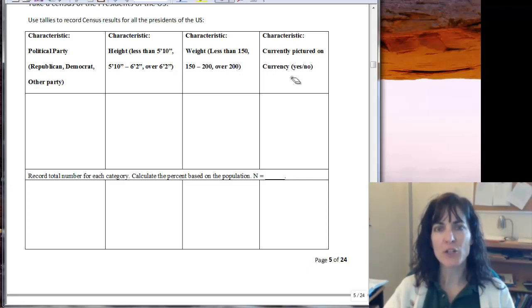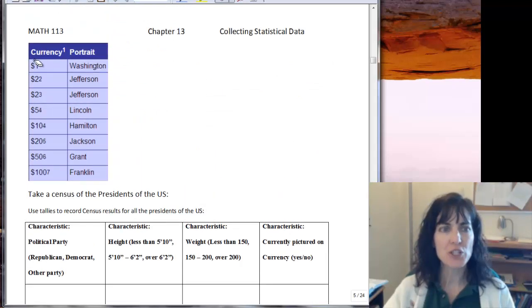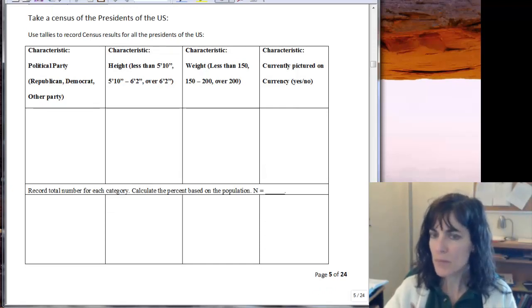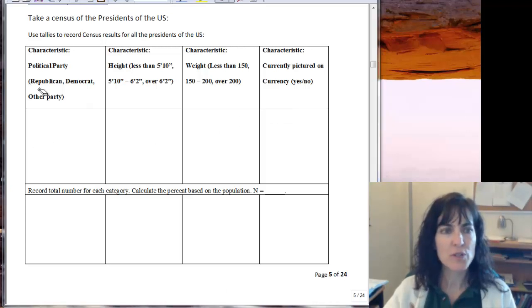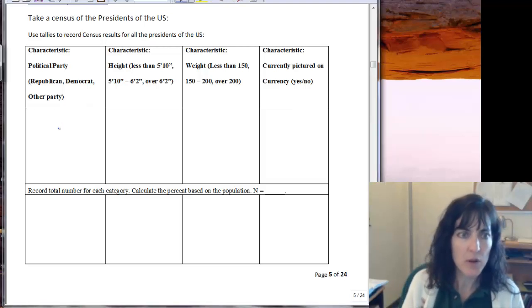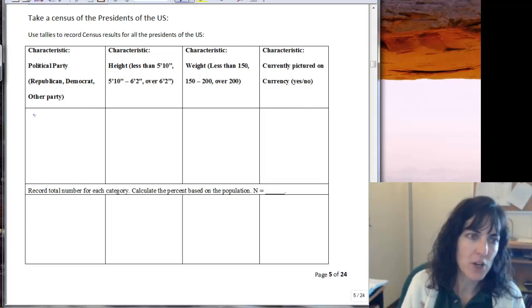Then if they're currently pictured on currency, that would be a yes or no question, and it'll be just these presidents in this list here. So what we're going to do then, and you may want to have your paper to the side so you can see where these numbers are coming from. And I'm going to put that paper to my side as well. So for the first list, the political party, I'll just write down the three political parties that we're going to track, and we have Republican, and we have Democrat, and we have other.